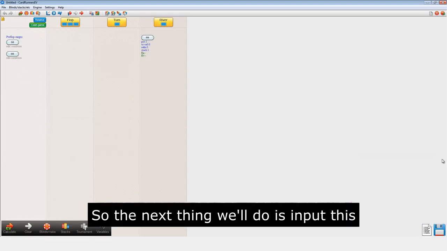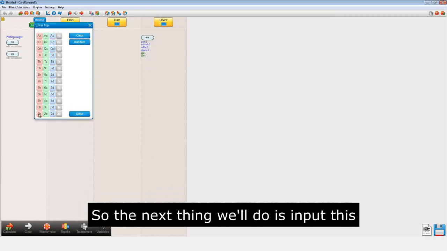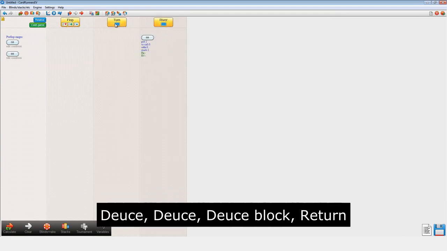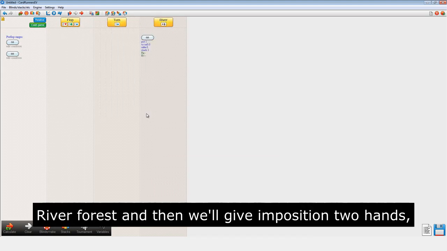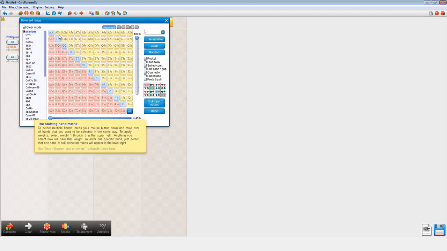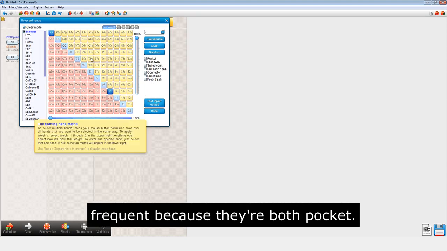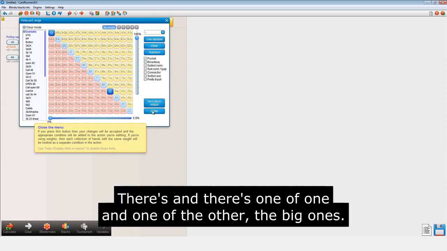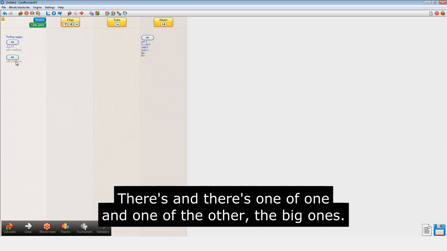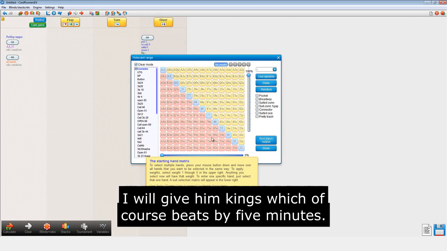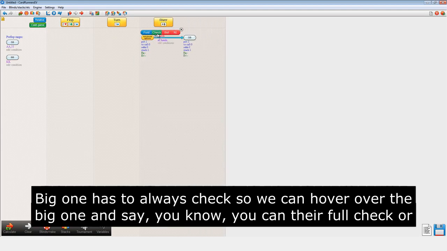So the next thing we'll do is input this board. Deuce, deuce, deuce flop, 3 turn, river 4. And then we'll give in position 2 hands: 5-5 and ace-ace. Note that these will be equally frequent because they're both pocket pairs, and there's one of one and one of the other. For the big blind, we'll give him kings, which of course beats 5-5 and loses to aces.